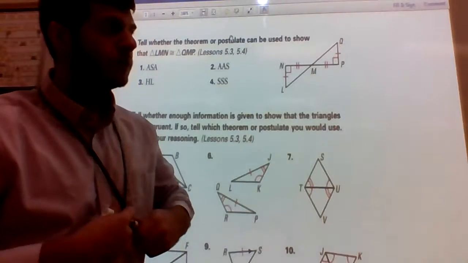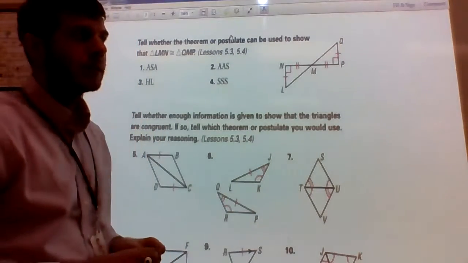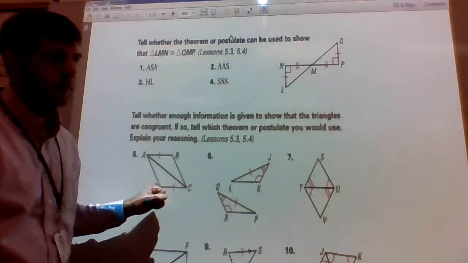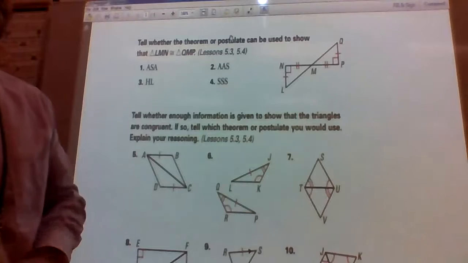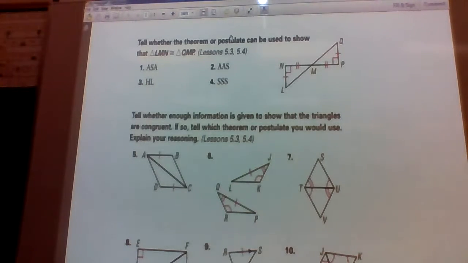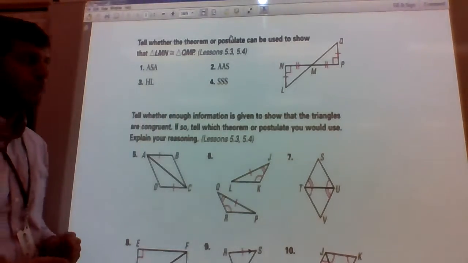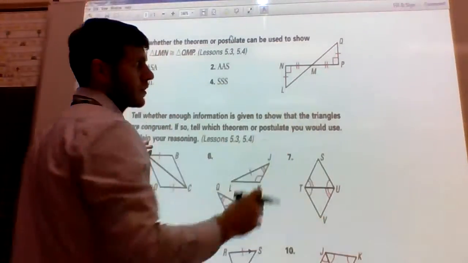Okay, this was the hypotenuse leg assignment we did in class the Tuesday before Thanksgiving. I believe that was November 20th. The first problem asked us to determine if we can use each of the following four postulates to prove that these triangles are congruent.